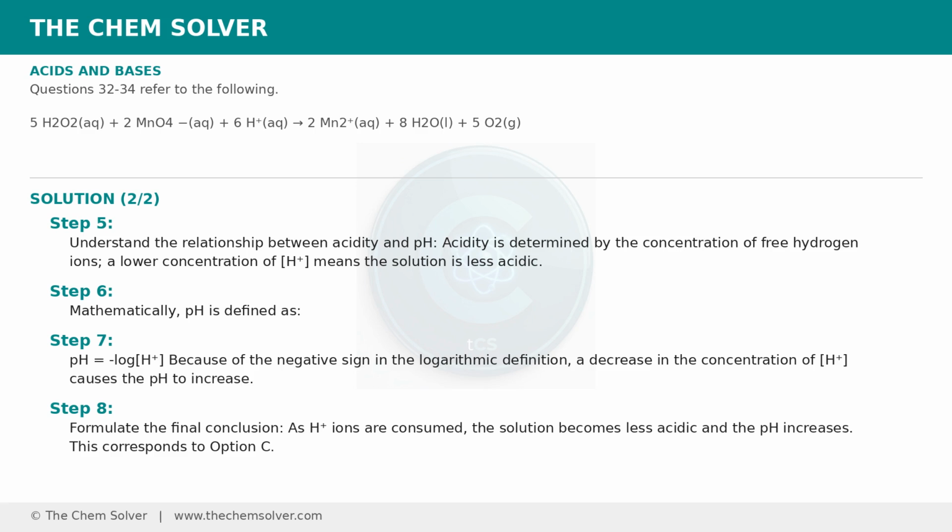Formulate the final conclusion. As H+ ions are consumed, the solution becomes less acidic and the pH increases. This corresponds to option C.